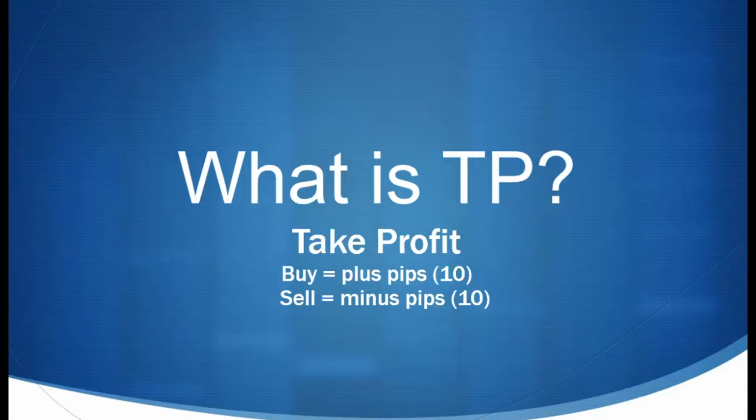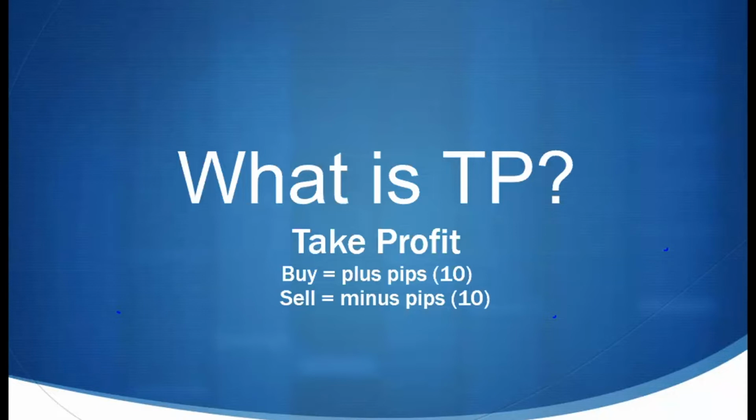All right, just write these notes down. On a buy, you're going to add 10 pips. When you go into a sell, you're going to subtract 10 pips. Just remember that. If you get into a buy, for you to make money, the market has to go up. If you get into a sell, for you to make money, the market has to go down. The take profit is basically saying, give me my money, I want it now, I'm done.